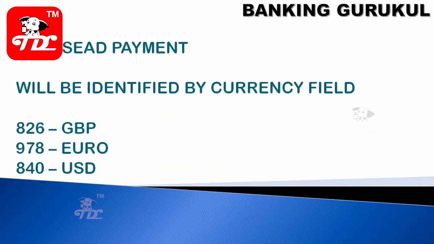How to identify overseas payment? In your message you have a currency. If currency is 826, it is GBP. If you are doing a transaction in the UK, it will be local currency. If it is 978, it is Euro. 840 is USD. So with the currency code, you can identify whether it is a local payment or an overseas payment.